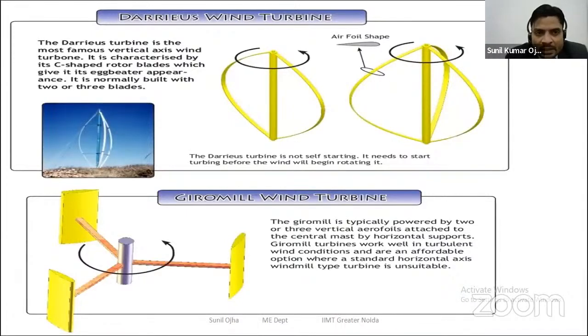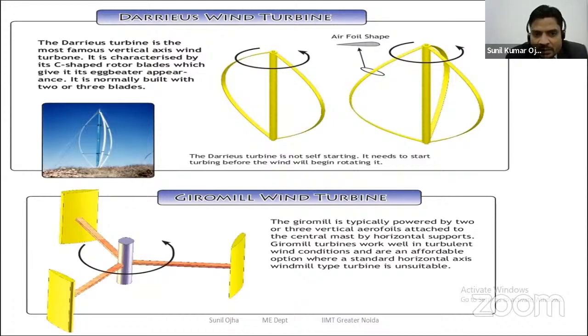Next is another vertical axis wind turbine, called the Darrieus wind turbine. The Darrieus wind turbine is the most famous vertical axis wind turbine, characterized by C-shaped rotor blades, which give an egg beater appearance. It is normally built with 2 or 3 blades. So this is the Darrieus type wind turbine.